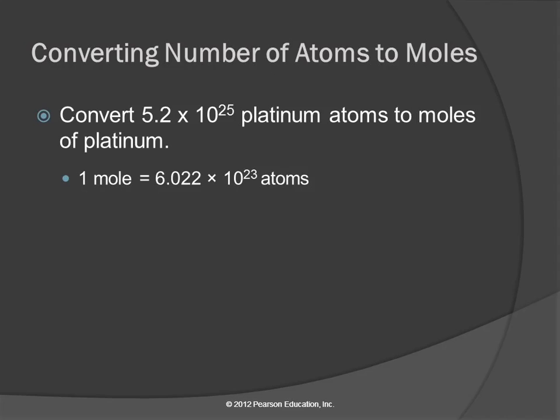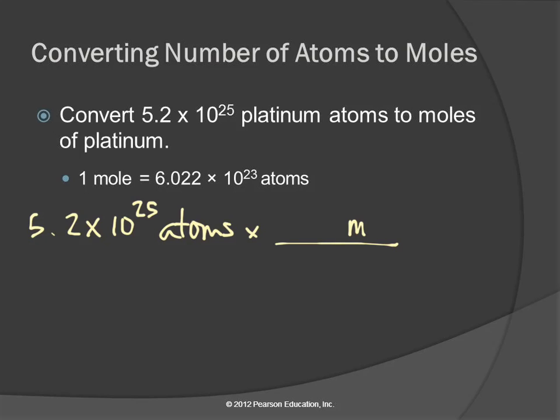Convert 5.2 times 10 to the 25th platinum atoms to moles of platinum. Okay, so on this one, we're just going backwards from the one we did before. So 5.2 times 10 to the 25th atoms. And we want to know how many moles is that. It's like that many eggs, how many dozen? Well, dimensional analysis is your friend here. We want to multiply by moles and divide by atoms so that the units cancel out.